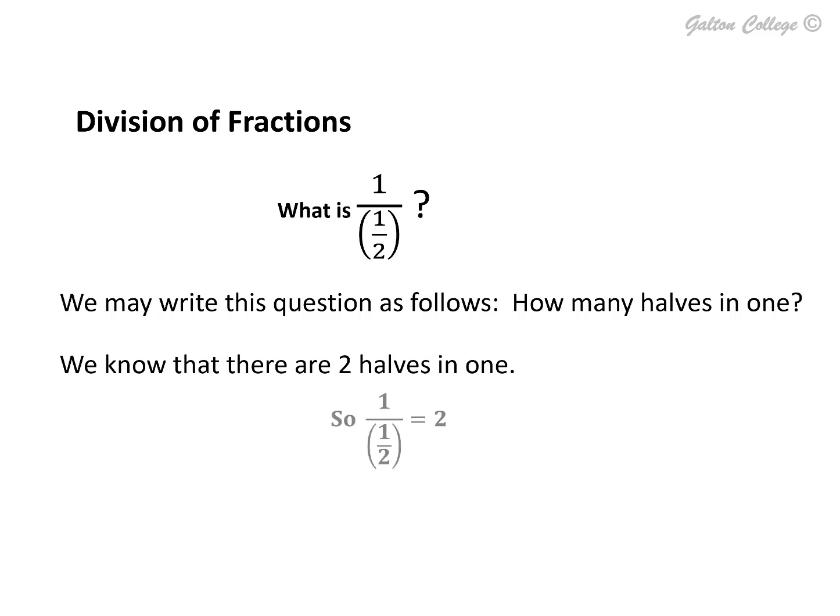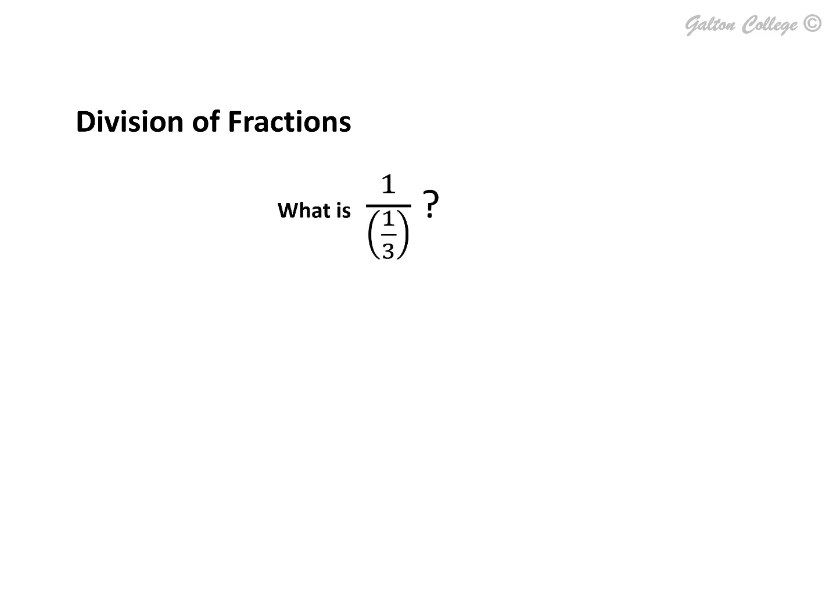So we know that there are 2 halves in 1. So 1 divided by a half is equal to 2. A half plus a half is equal to 1. So what is 1 divided by 1/3? Well, in similar fashion to the halves, there are 3 thirds in 1. We could break up something into 3 parts. We know that there are 3 parts in 1.